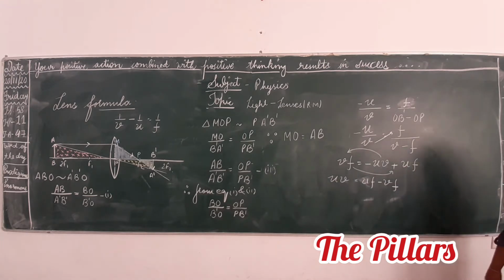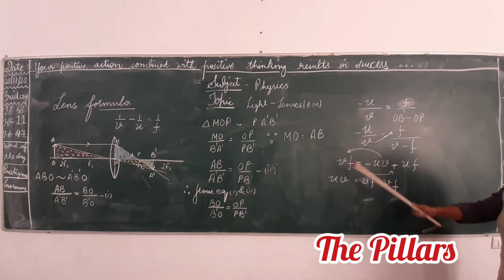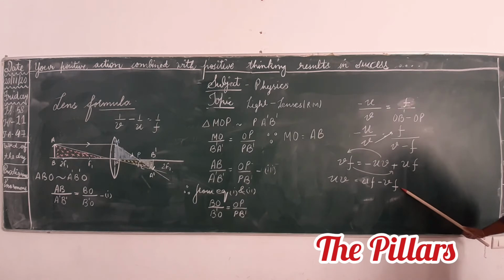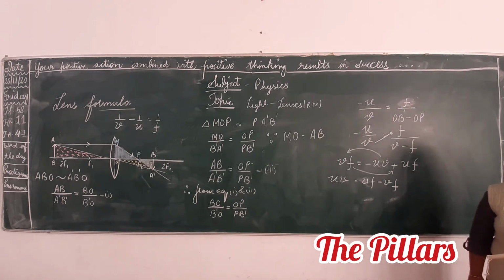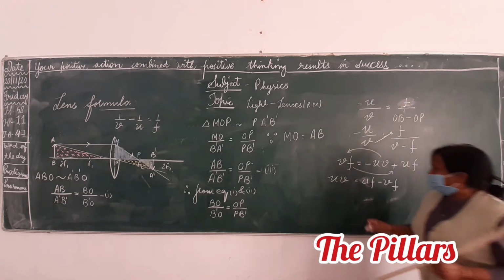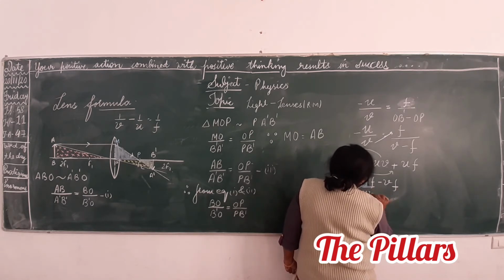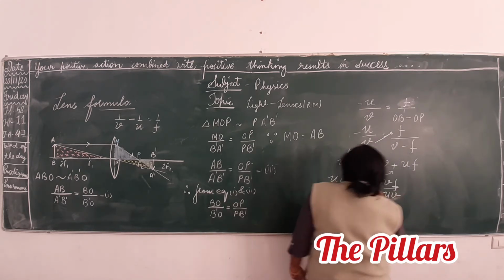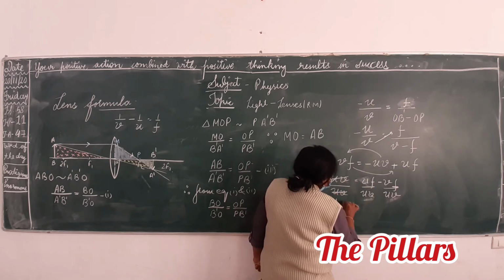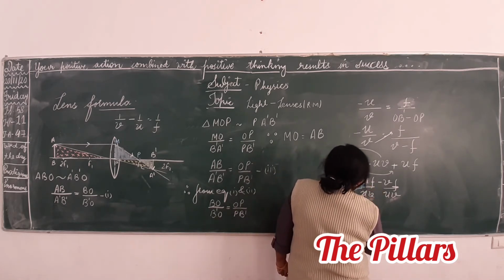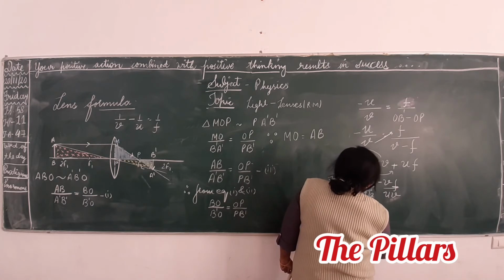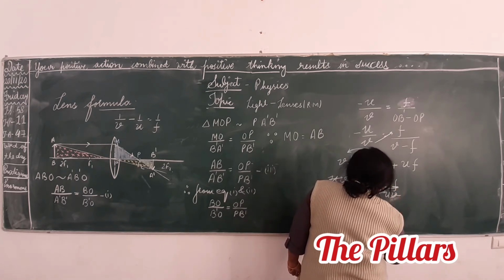Divide by UV to both the sides. This is minus, will go this side, plus. This is VF, will come this side, minus VF. Okay? Divide both the sides by UV. What will you get? UV, UV and UV. This gets cancelled. 1 is equal to, this gets cancelled, F upon V minus this is F upon U.